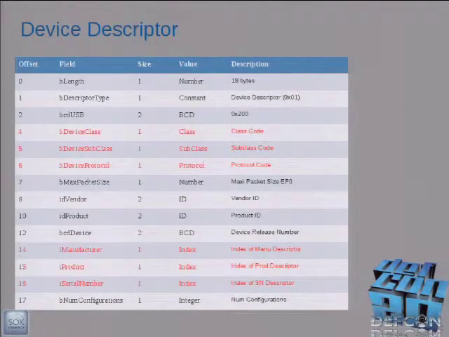All right, so device descriptor, what does it send you? First thing it's going to send you is the length, and then the descriptor type. In this case, it's descriptor type 1.